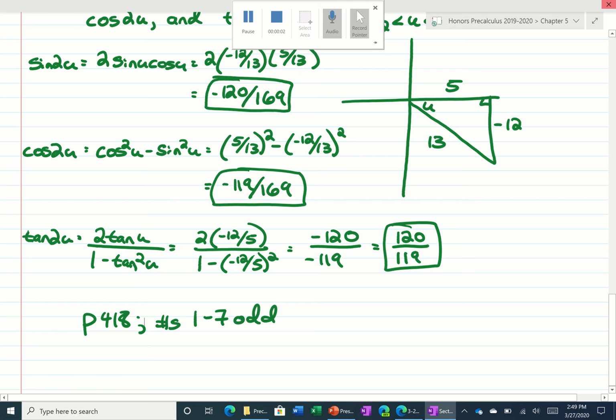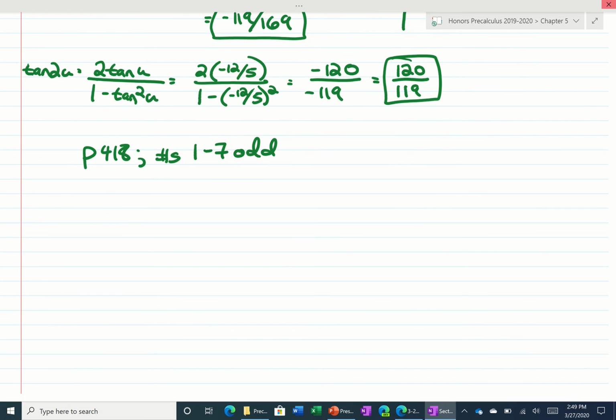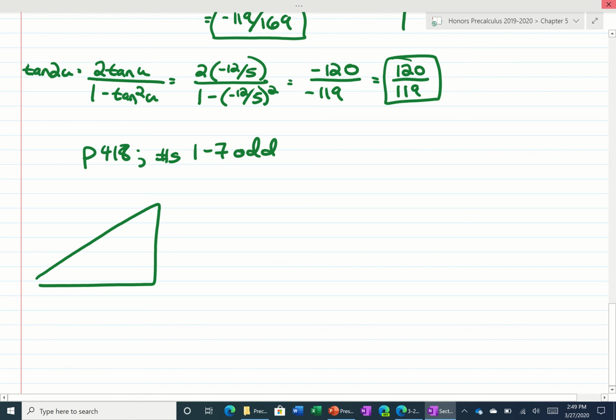Okay, so I'll go over a few problems from the homework on page 418. I asked everyone to please do numbers 1 to 7 odd. So, taking a look at page 418 gives us a triangle. And this is 4, this is 3. Using the Pythagorean theorem, we know that this would have to be 5, or our special triangle. And it asks us to do, well, I asked you to do 1 to 7 odd.